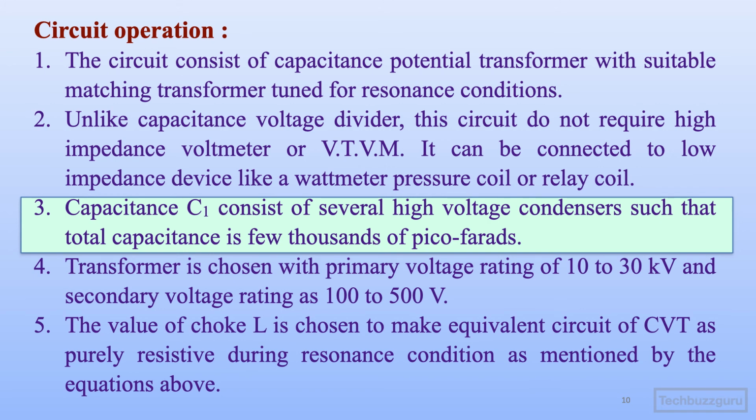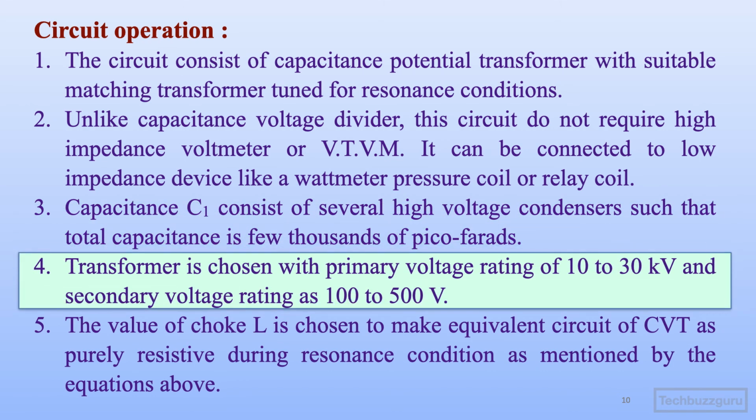The capacitance C1 consists of several high voltage condensers such that total capacitance is a few thousands of picofarads. The transformer is chosen with a primary voltage rating of 10 to 30 kV and a secondary voltage rating lying in the range of 100 to 500 volt. So this is pretty usual for connecting any simple voltmeter for the purpose of measurement.